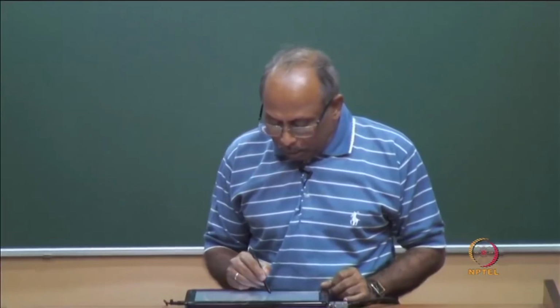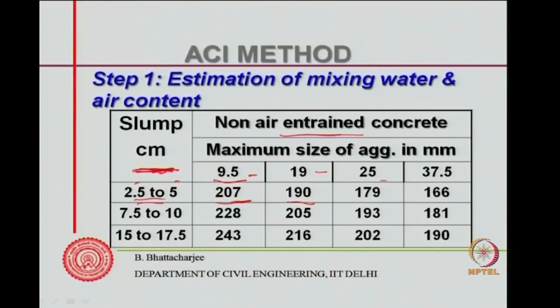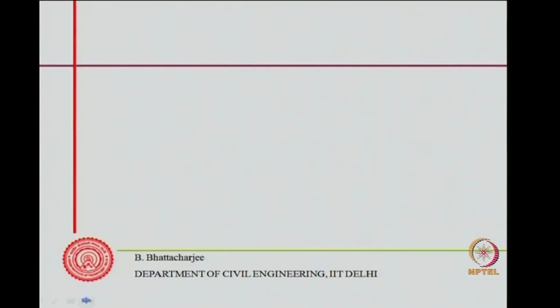For non-air entrained concrete, these are the values given for slump from 2.5 to 5 centimeters, that is 25 mm to 50 mm. As your aggregate size increases, you can see that the water content reduces, and as your slump increases, the water content increases again. The principle is the same, after all it is the same kind of concrete, and the water content is what you can find out in the beginning.